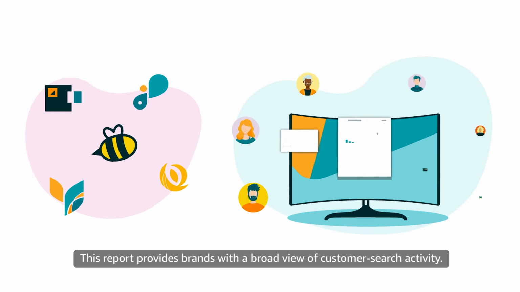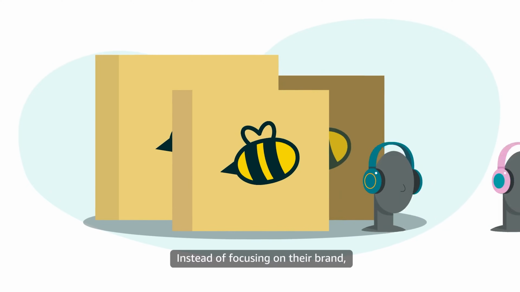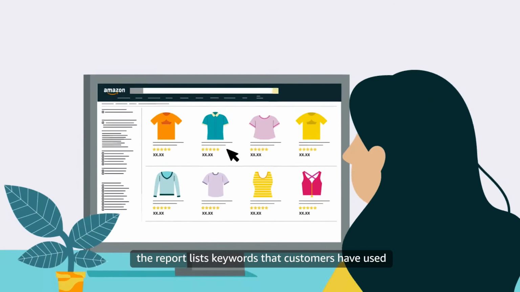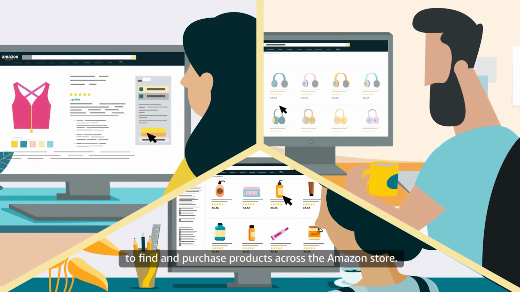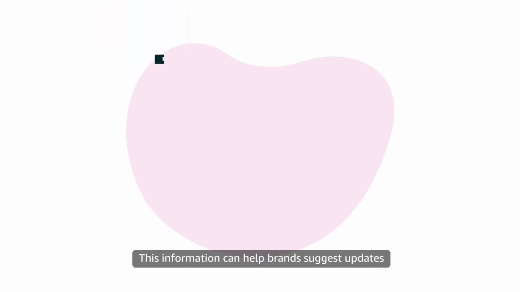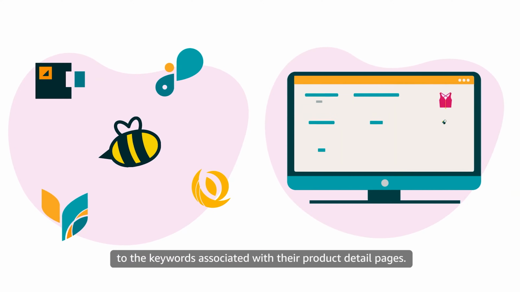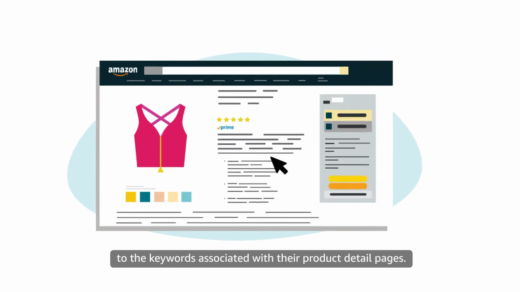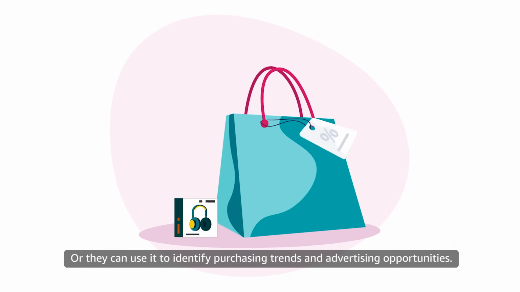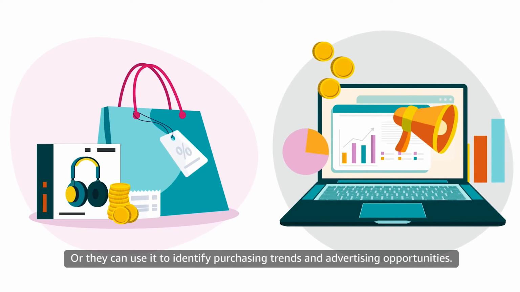This report provides brands with a broad view of customer search activity. Instead of focusing on their brand, the report lists keywords that customers have used to find and purchase products across the Amazon store. This information can help brands suggest updates to the keywords associated with their product detail pages. Or they can use it to identify purchasing trends and advertising opportunities.